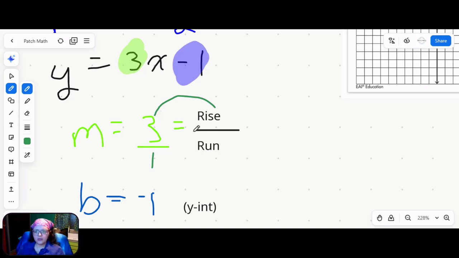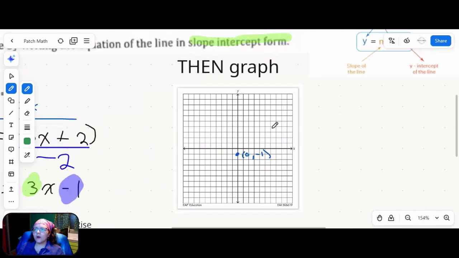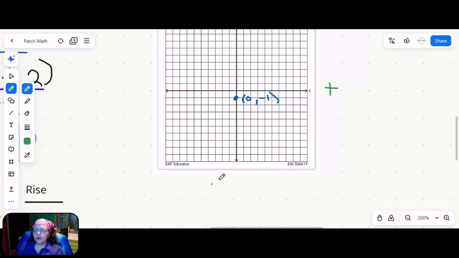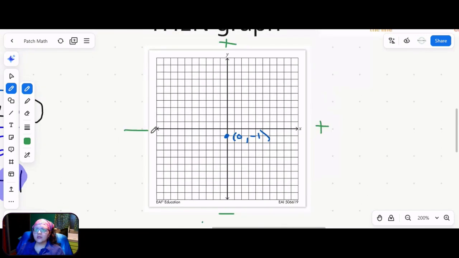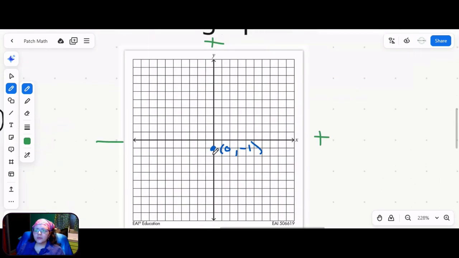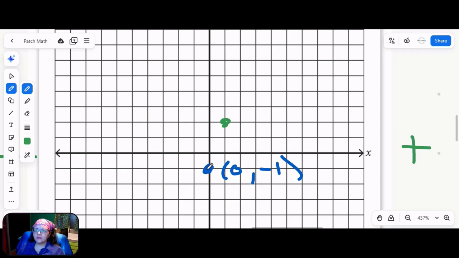That means up 3. And then our run is positive 1, so right 1. Positive directions are right and up. Our negative directions are down and left. Sometimes it helps to write those labels there. So we have positive 3 over 1: 1, 2, 3, right 1. Some people will show the staircase, and you'll notice it's rise 3, run 1, rise 3, run 1.